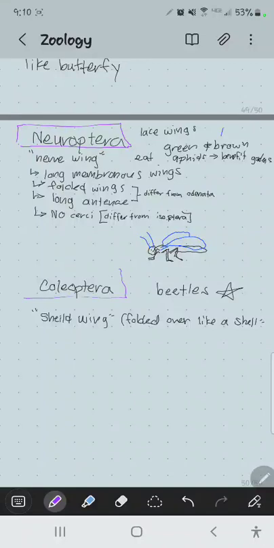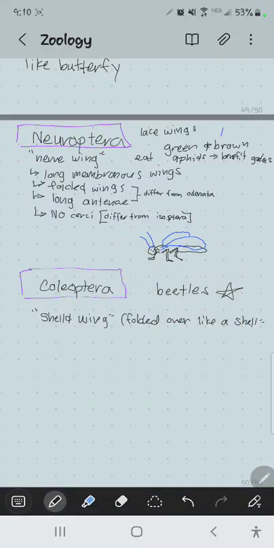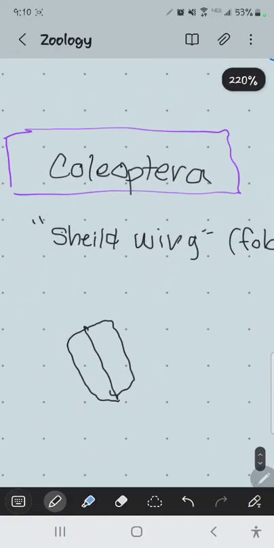The other thing to note about this hardened wing is that it tends to have kind of a T shape. The wing folds or forms into an abrupt T shape. And I'll show you why I'm saying that in a second here. So here's a typical beetle.